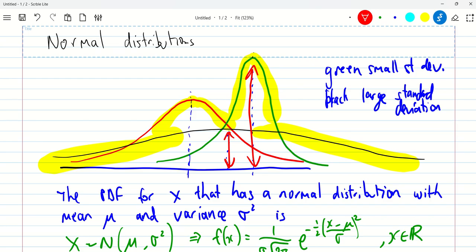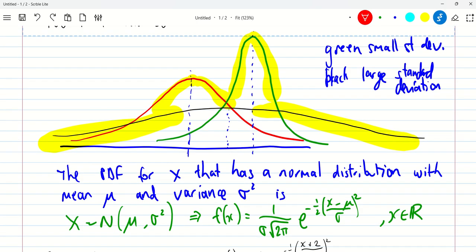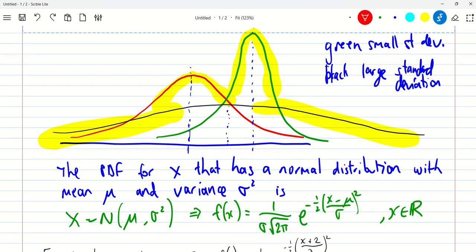Because these are probability density functions, the area under all of these curves is equal to 1. So it makes sense that if one is taller, then it would also be skinnier, and if it's not as tall, then it would be wider. That actually makes sense with everything that we've learnt so far with probability density functions.